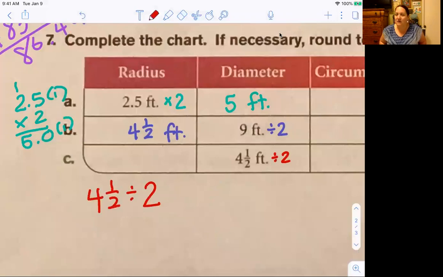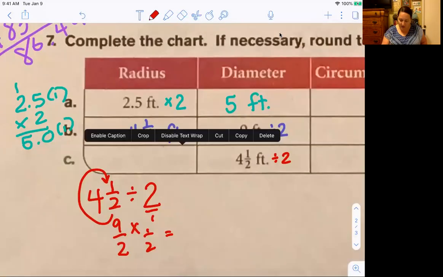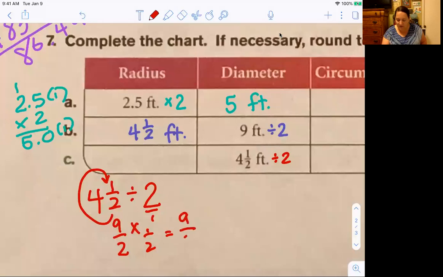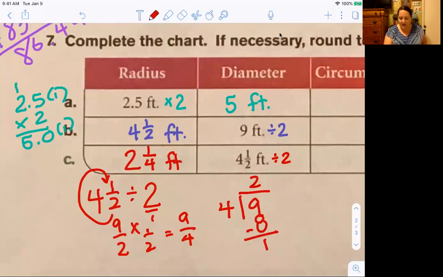What do I have to do first? Backwards C. Good. Let's backwards C. 4.5 becomes what? 4 times 2 is 8, plus 1 is 9. 9/2. What do I do with the divide? Make it a multiply. What do I do with the 2 over 1? Make it a 1 over 2. And then what do we get? We just multiply across, so we get 9/4. Now, can I change 9/4? I sure can. 9 divided by 4 goes 2 times. 2 times 4 is 8, minus 1. So we get 2 and 1/4 feet.